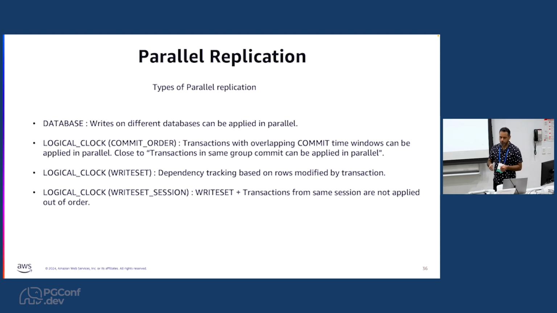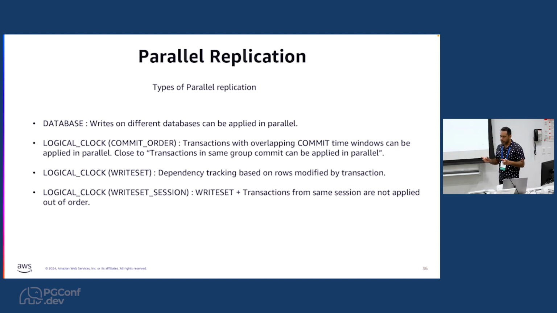We discussed during group commit how the transactions in the same group commit are non-conflicting. And that was actually the first implementation of commit order. It was just saying if a bunch of transactions were in the same group commit, let's apply them in parallel on the replica because we know they committed in parallel on the source. So they don't conflict with each other.